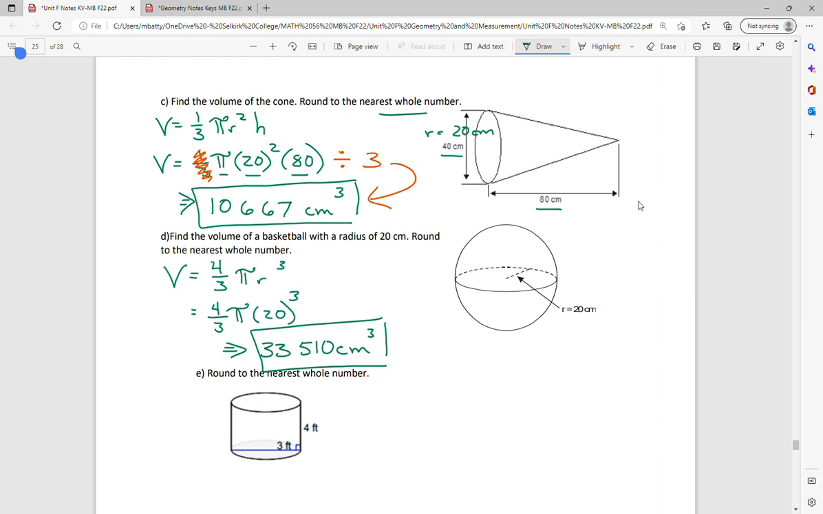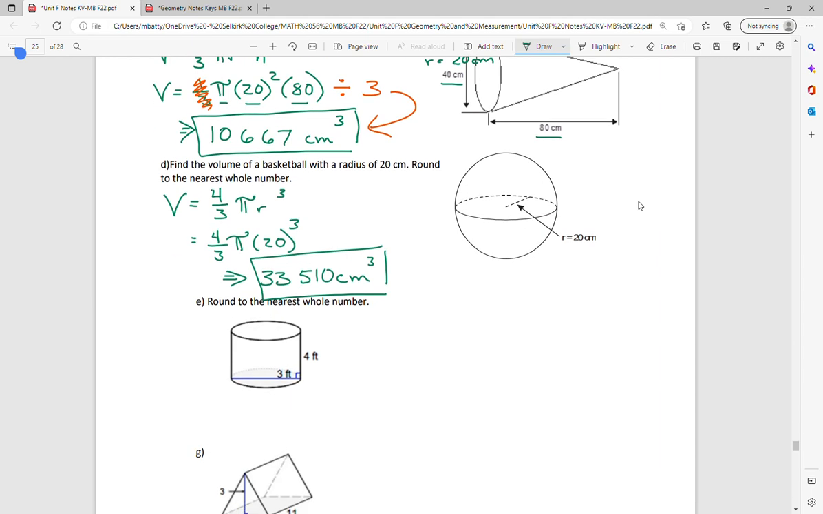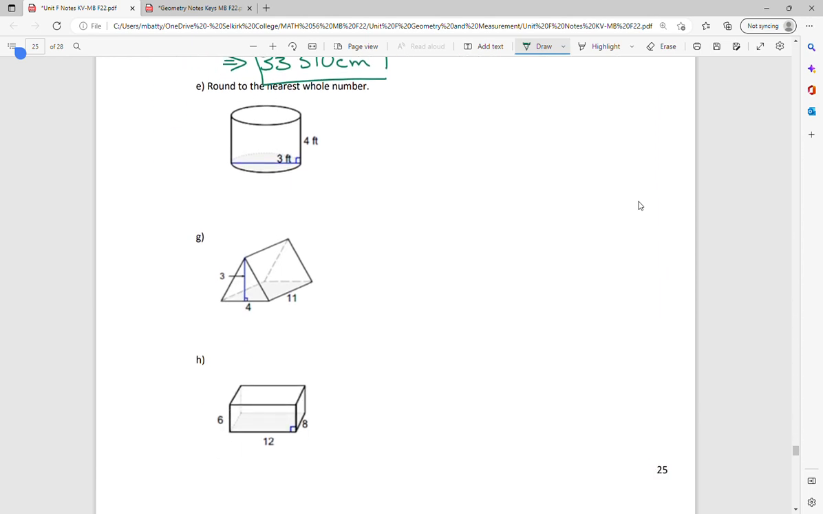Okay, on to the last couple. Oh, sorry, the last 3. Also, not memorizing these formulas. The volume of this is kind of like the pipe. So we'd have the pi r squared times the height. Again, I'm given the diameter, so my radius would be 1.5 feet, or half of 3.